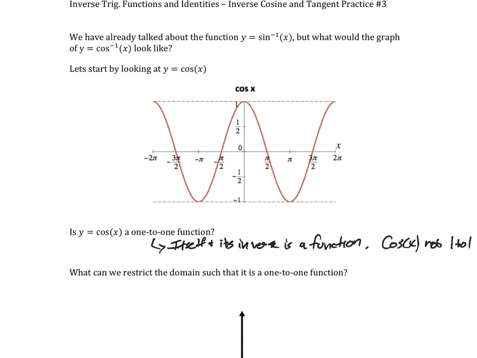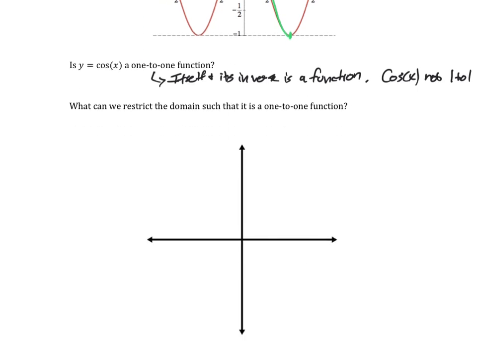So if we want to restrict the domain of cosine to make it a one-to-one function, instead of doing negative pi over 2 to pi over 2, we really should do 0 to pi. If we restrict the domain to 0 to pi, that still passes the vertical line test, but it also passes the horizontal line test, meaning its inverse will also be a function. So what can we restrict the domain to such that it is a one-to-one function? I would restrict it to 0 to pi.